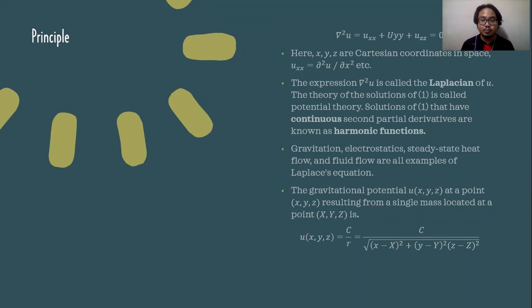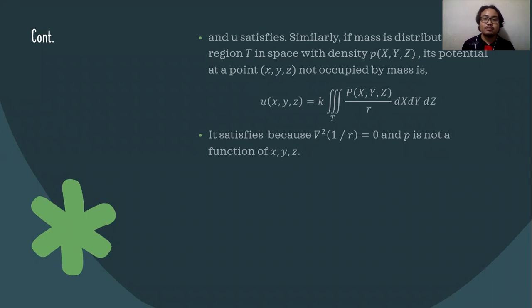The gravitational potential u(x, y, z) at a point (x, y, z) resulting from a single mass located at the point (x0, y0, z0) is u(x, y, z) equals c divided by r, equals c divided by the square root of (x minus x0) squared plus (y minus y0) squared plus (z minus z0) squared, and u satisfies the Laplace equation.